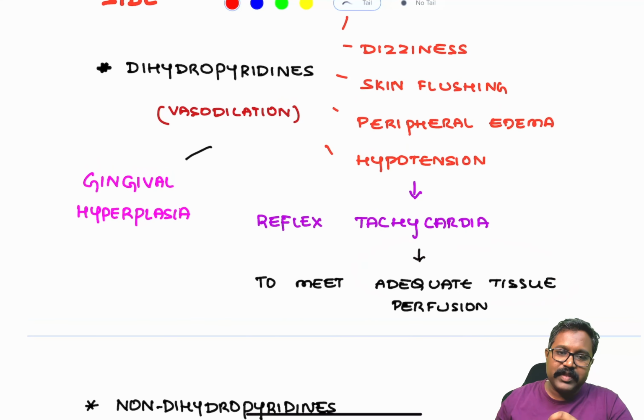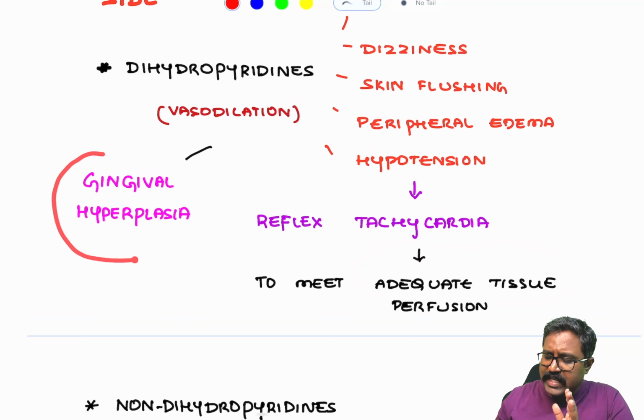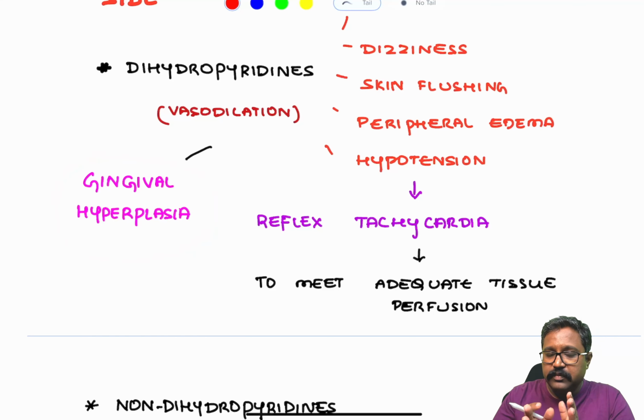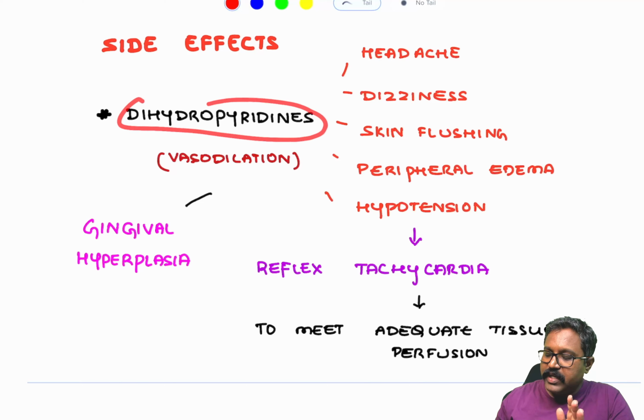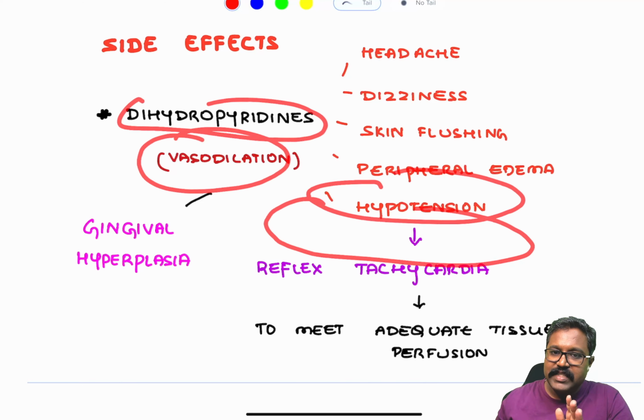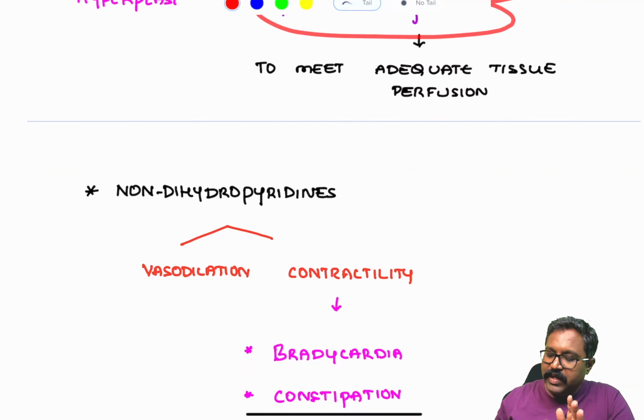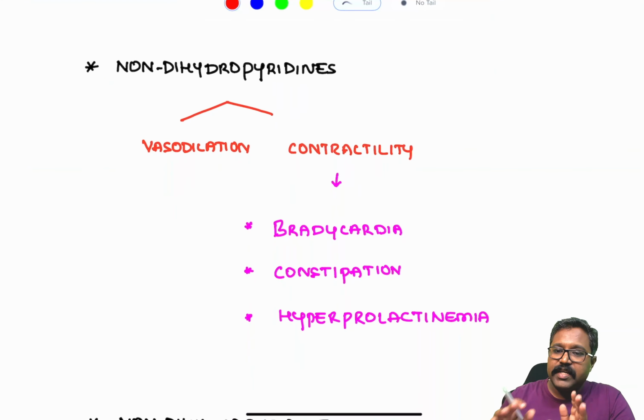Apart from that, one should remember that this calcium channel blocker can also cause gingival hyperplasia. Which is one more drug that is more commonly known to cause gingival hyperplasia, with respect to anti-epileptic drugs? Can you guess which anti-epileptic drug can cause gingival hyperplasia? Yes, it is phenytoin. So the main side effects of dihydropyridine are vasodilation, hypotension, and reflex tachycardia.